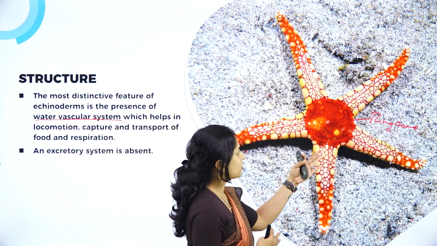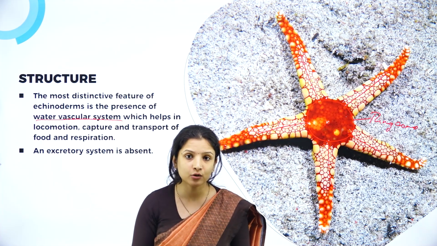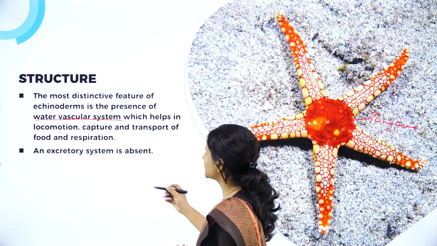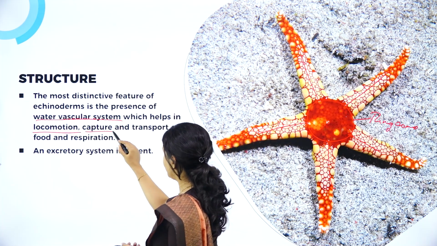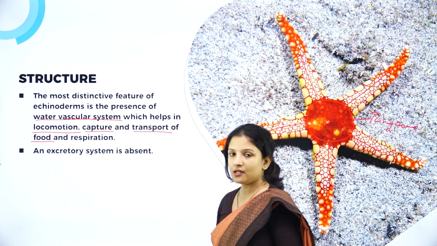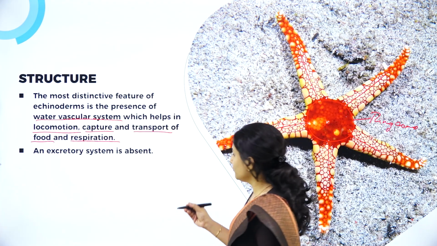So in the same way here also they have a network for transport of water, and this network not only helps in transport of water but it also helps in locomotion, that is movement. It helps in the capturing of food, and also it helps in the transport of food as well, and also it helps in the process of respiration.